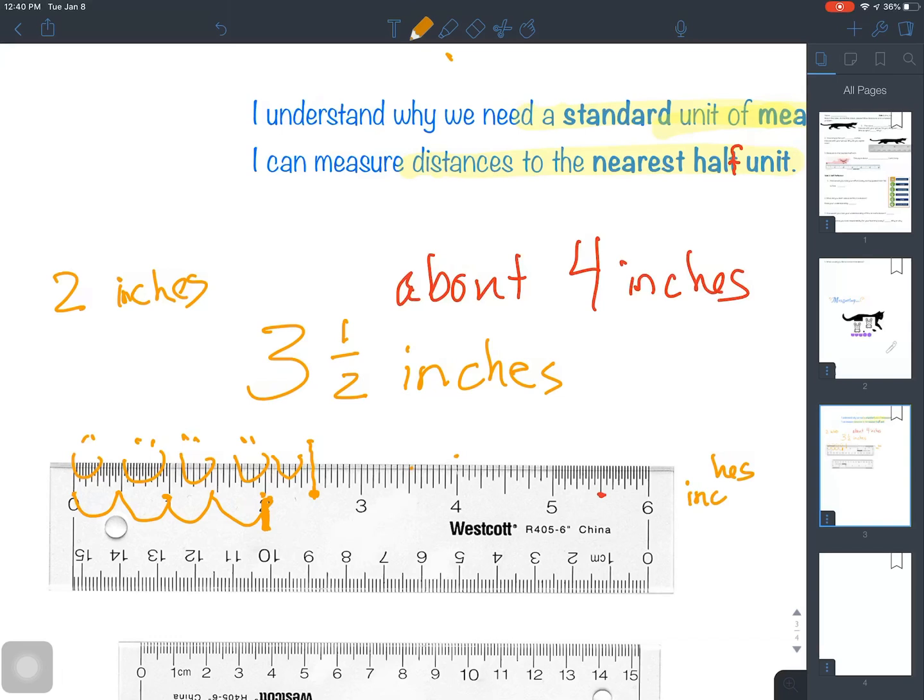Let's say add another smiley face. Now what does it measure to? Well, the nearest half is at the half mark. So it would be 2.5 inches.